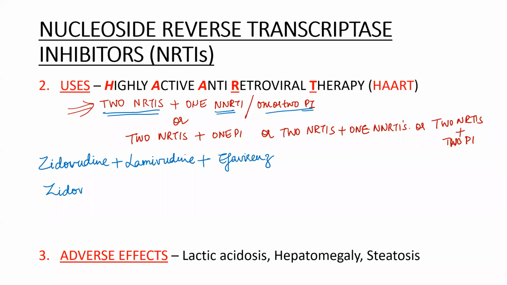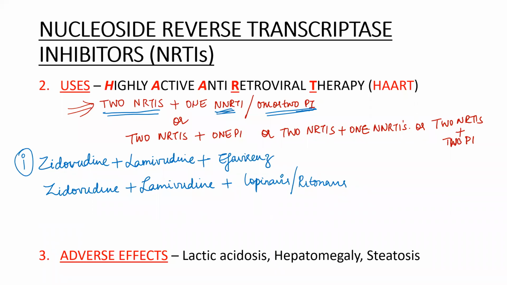zidovudine again plus lamivudine. Now these include your 2 NRTIs, and you can go for either lopinavir or ritonavir. These are what? These are your protease inhibitors. So I have given you 2 regimens with 1 NNRTI, and I have given you the second regimen with protease inhibitors. So these are called HAART therapy, and they are important viva questions for your finals, right?